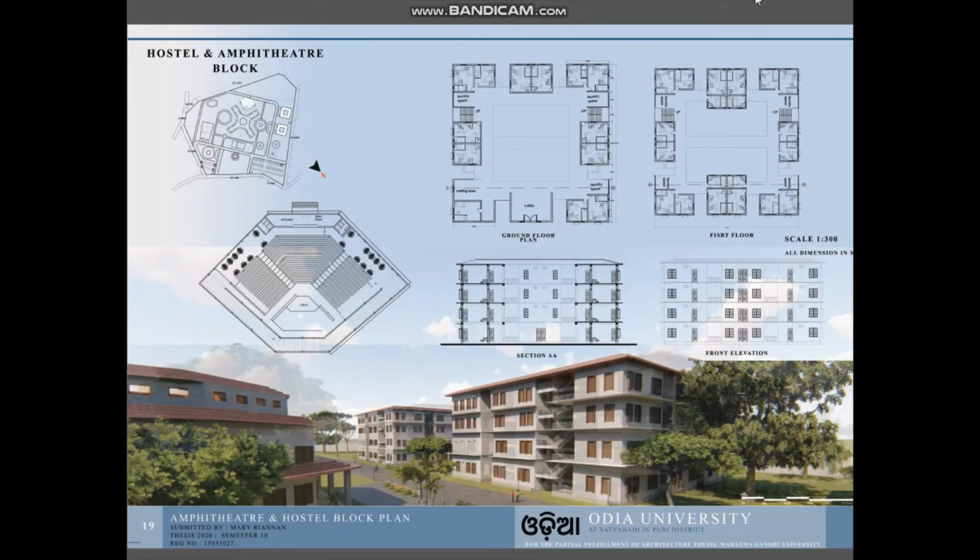Hostel block and amphitheatre. There are two hostel blocks, one for girls and one for boys. Hostel blocks are 4-floored and have rooms with 3 beds, 2 beds and single bed. The amphitheatre can accommodate around 750 students, and the seating is given in such a way that it is overlooking the stage, and a cafeteria is provided.